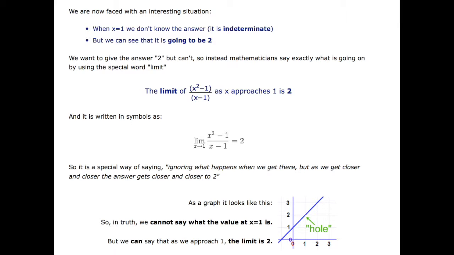So instead, mathematicians say exactly what is going on by using the special word limit. The limit of x squared minus 1 over x minus 1 as x approaches 1 is 2. So it is a special way of saying, ignoring what happens when we get there, but as we get closer and closer, the answer gets closer and closer to 2. As a graph, it looks like this. So in truth, we cannot say what the value at x equal to 1 is, but we can say that as we approach 1, the limit is 2.